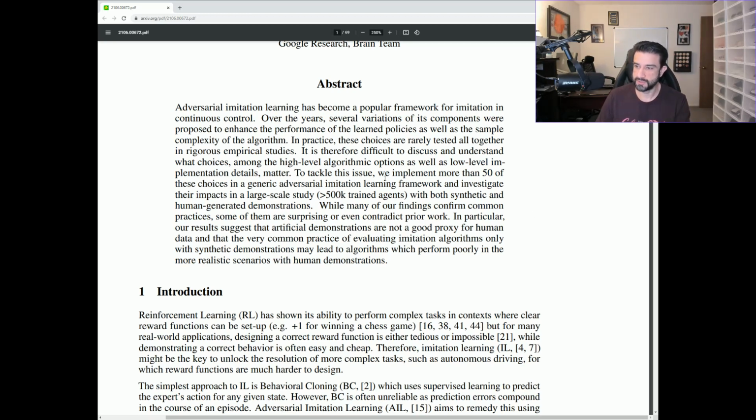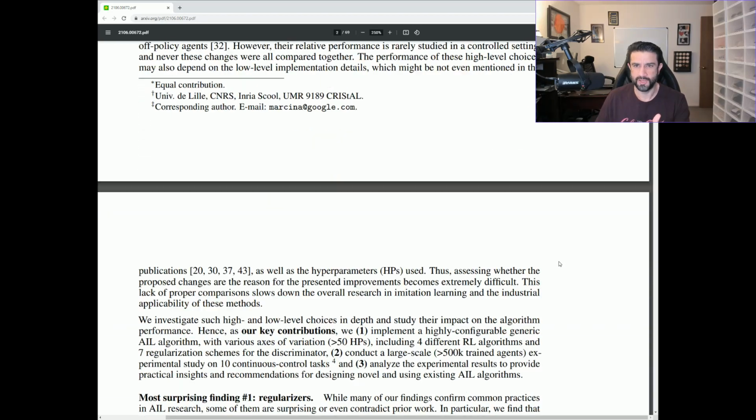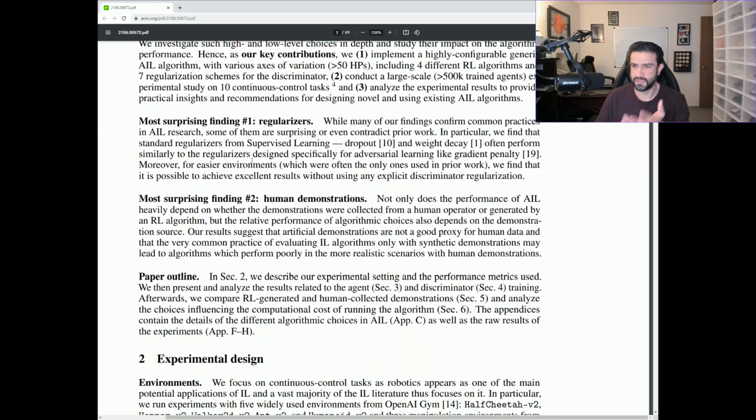And so to tackle this issue, we implement more than 50 of these choices in a generic adversarial imitation learning framework and investigate their impacts in a large-scale study over 500,000 trained agents with both synthetic and human-generated demonstrations. While many of our findings confirm common practices, some of them are surprising or even contradict prior work. Okay, so now that you see that there are novel findings, this didn't just confirm prior knowledge. This is finding something interesting. You'll want to scroll down and figure out, what did they find? What is interesting that they found?